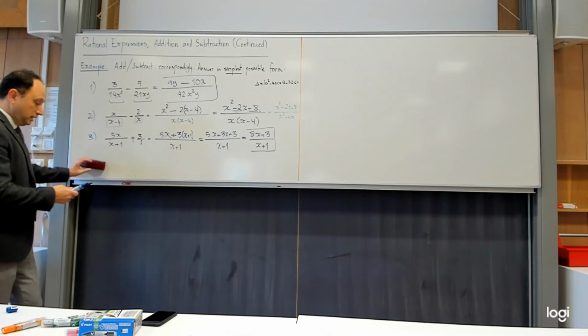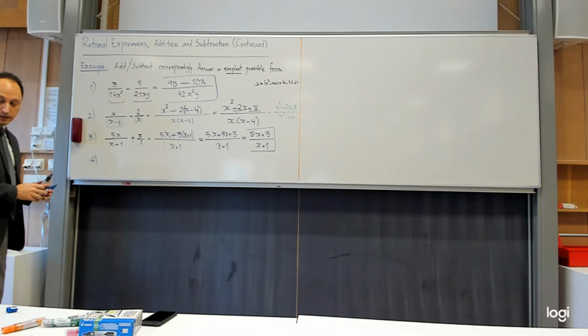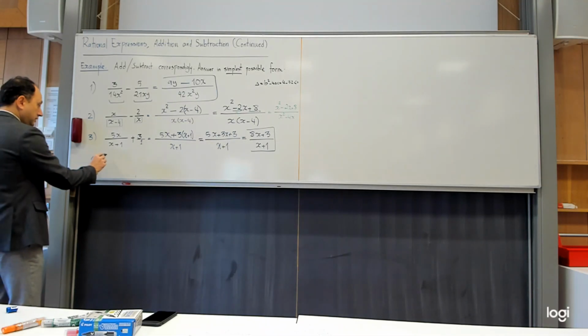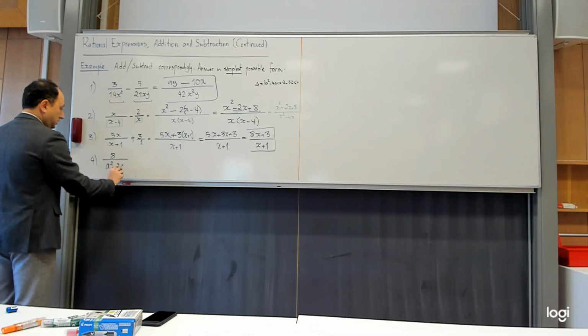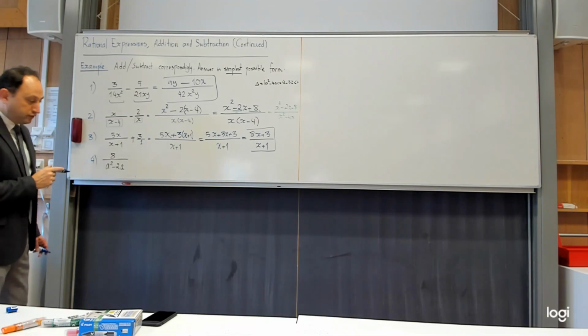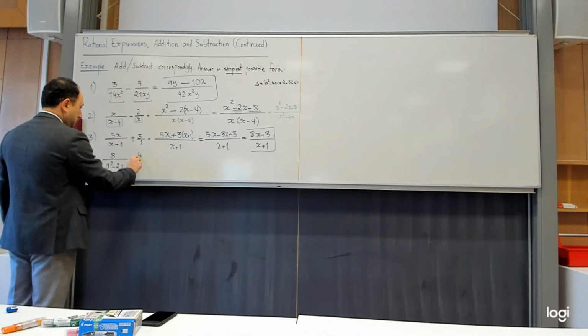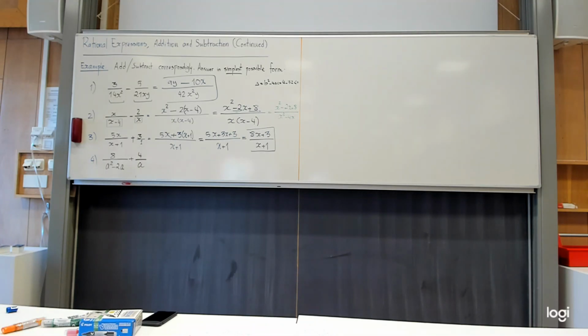Okay, let me increase the level a little bit. So number 4, 8 over a squared minus 2a, and then what I have plus 4 over a. We want to do this addition.